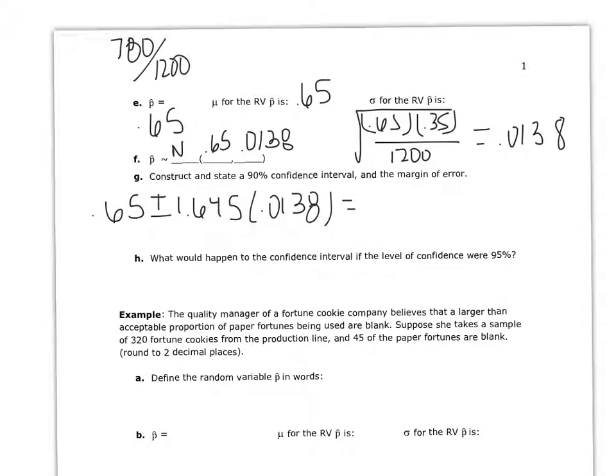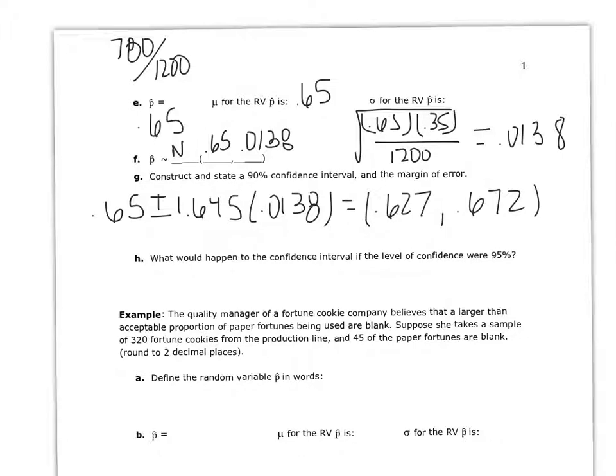So we end up with the interval from 0.627 up to 0.672. So we can say that we are 90% confident that the true proportion of voters who would choose economy as the most important topic is in between 0.627 and 0.672, or 62.7% and 67.2%.